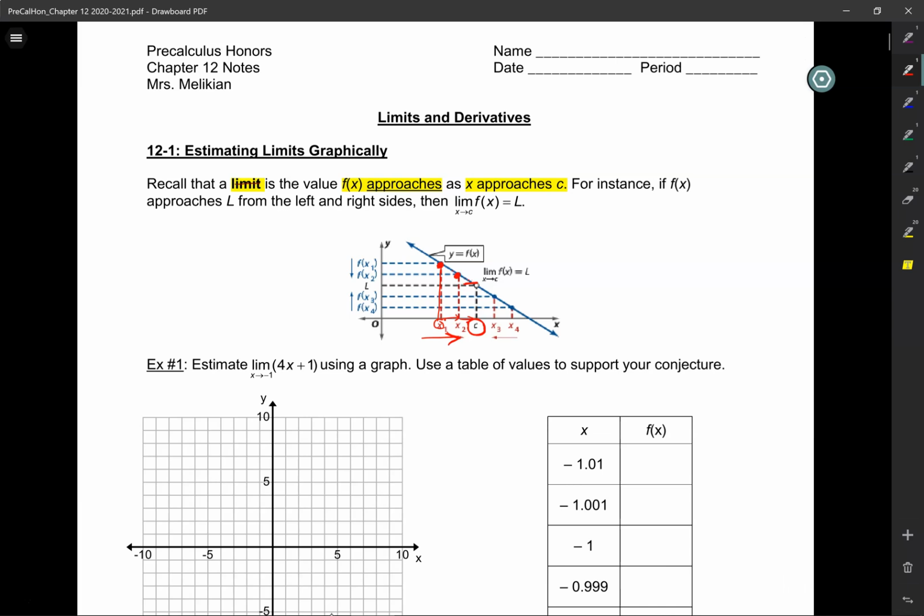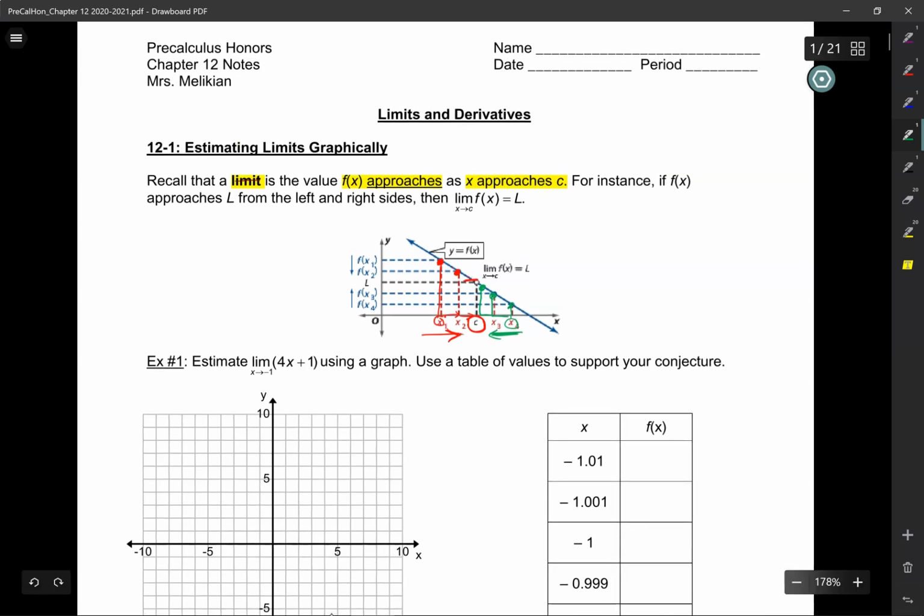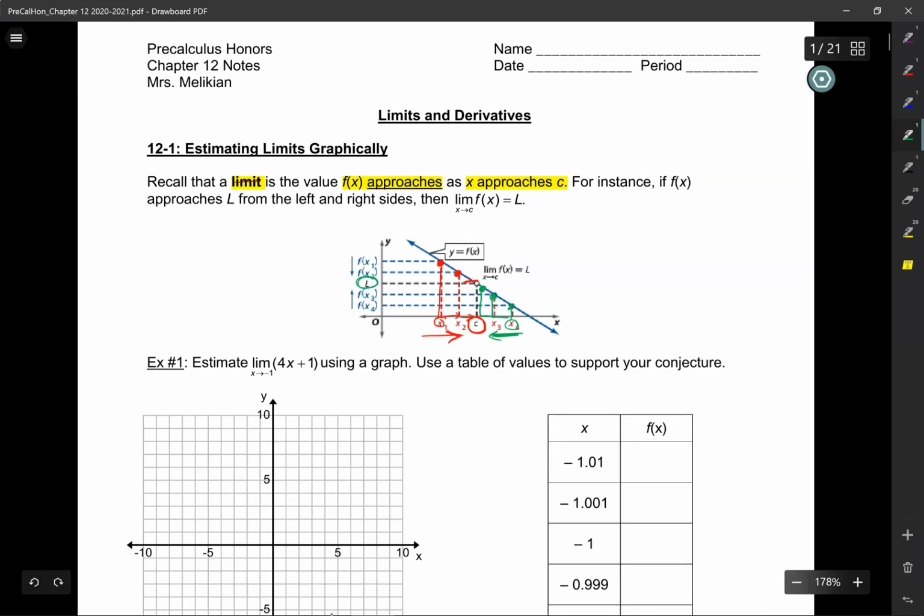All right, so what happens from the right-hand side? What happens if you approach c from the right-hand side? So if you're at this point here, you look up, here's the y value. Move a little closer, the y value has moved up. Move a little closer, the y value has moved up, right? And then you can tell that it's going to be approaching this value L eventually, right? So the y value which the graph is approaching is the limit, okay?